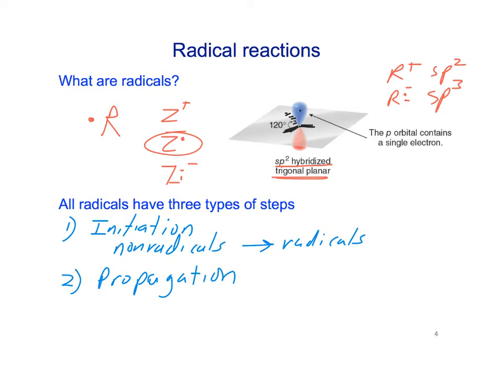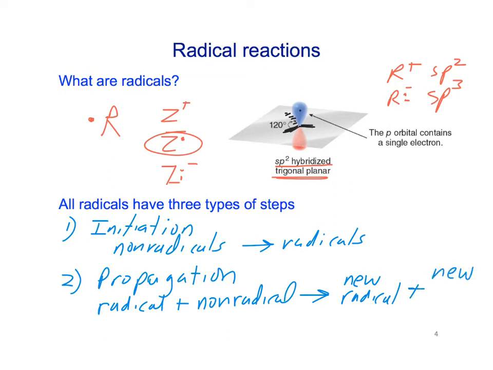In this part, and it can involve more than one step, it usually does, we take a radical plus a non-radical, and we essentially make a new radical plus a new non-radical. Because one of our products is a radical, it can go back and react again, so the propagation part of the reaction is really like a chain reaction. It's a cyclic process, right? After 2 steps we make a product, and that can go back to the beginning and react again, going around and around in a circle. This is where most of the product is formed, in the propagation steps.